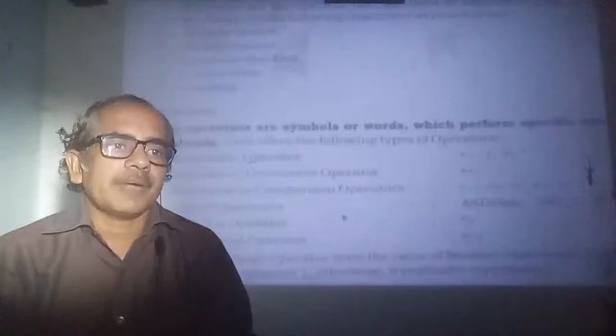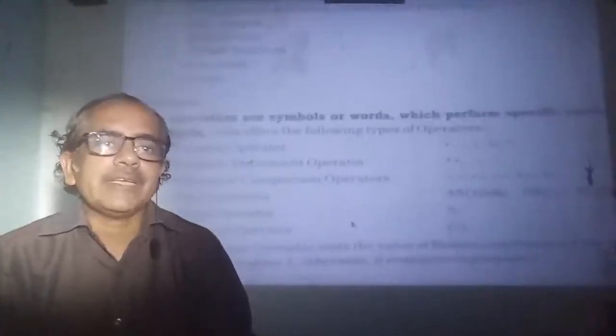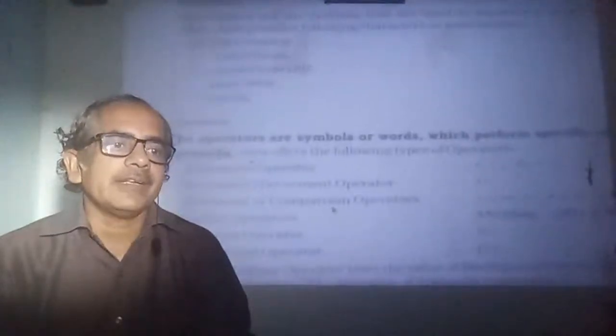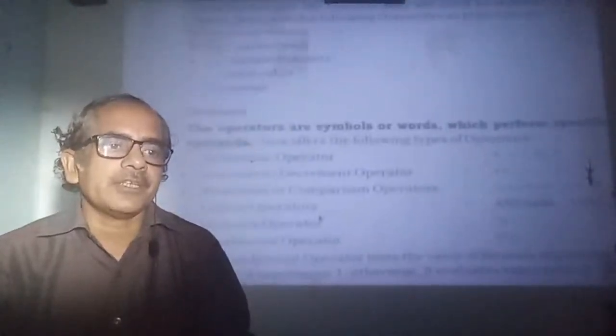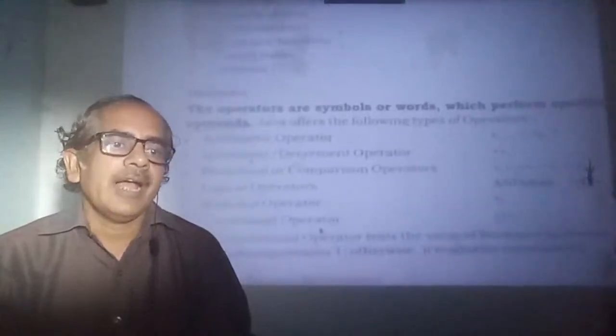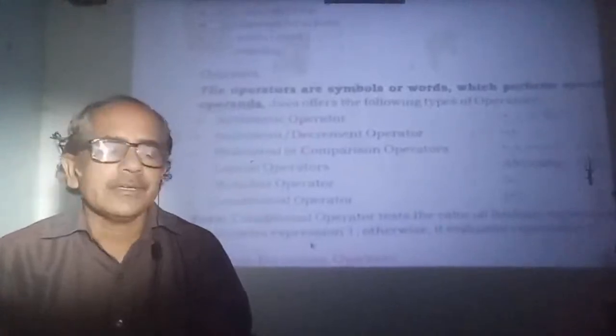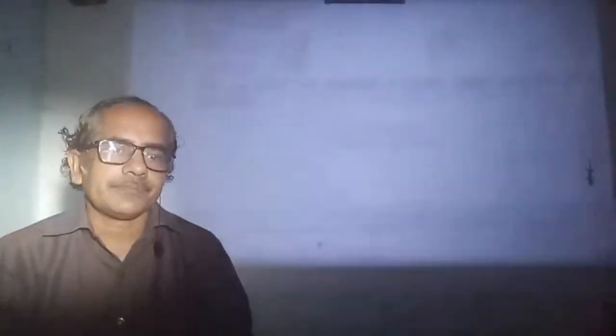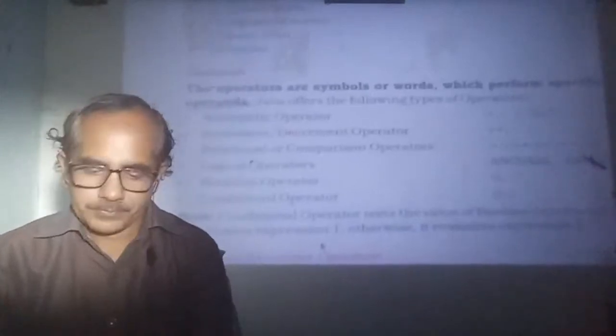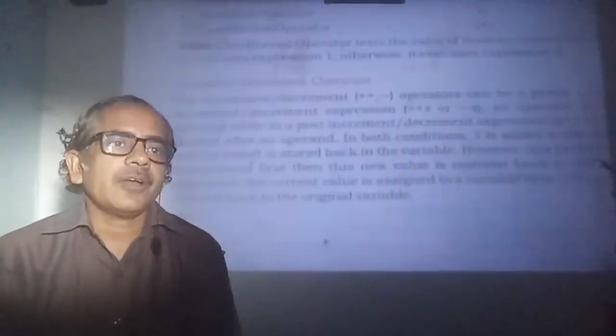Then it is about operators. Operators are symbols or words which perform a specific operation on their operands. Java offers the following types of operators: arithmetic operator, increment operator, relational operator, logical operator, modulus operator, and conditional operator. You have a lot of detail about it in the subsequent chapters. Now, increment operator, decrement operator.